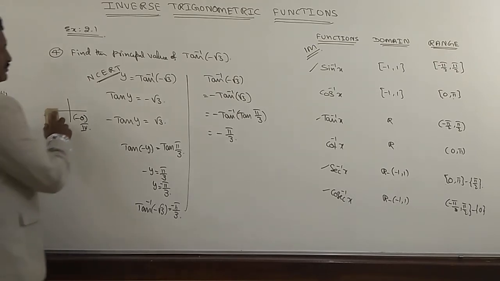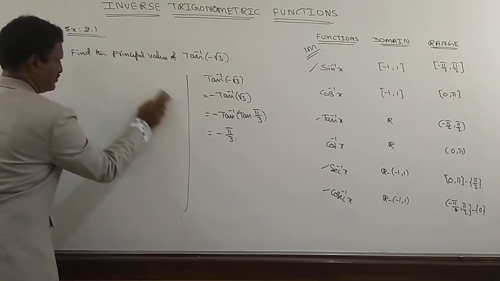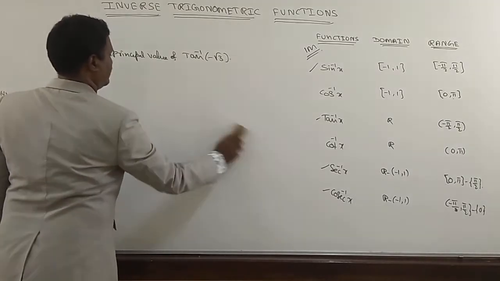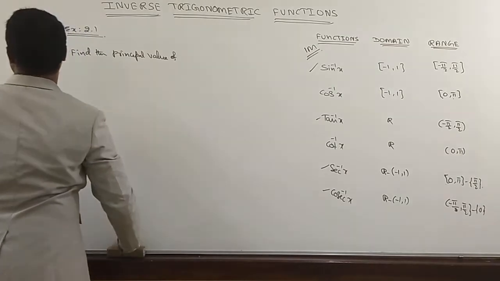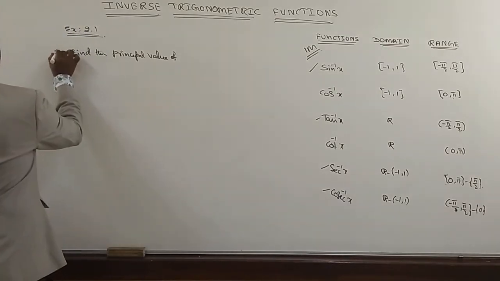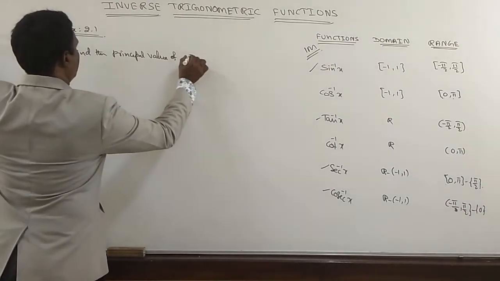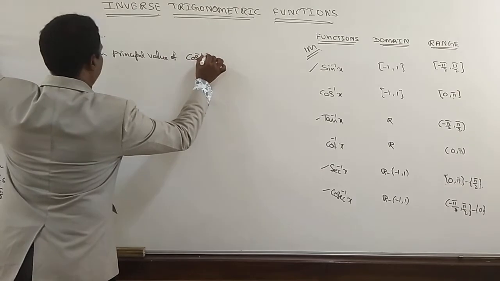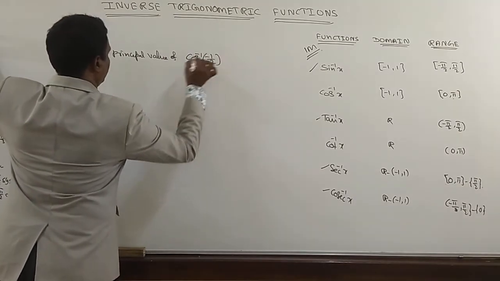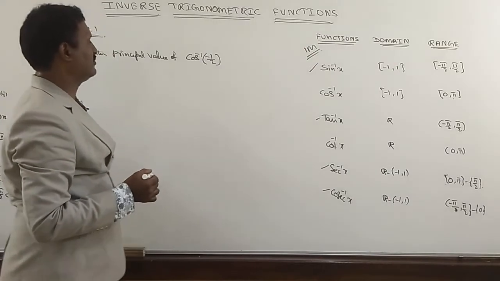Next question. Fifth one. Question number 5. Find the principal value of cos inverse minus 1 by 2. Find the principal value of cos inverse minus half.